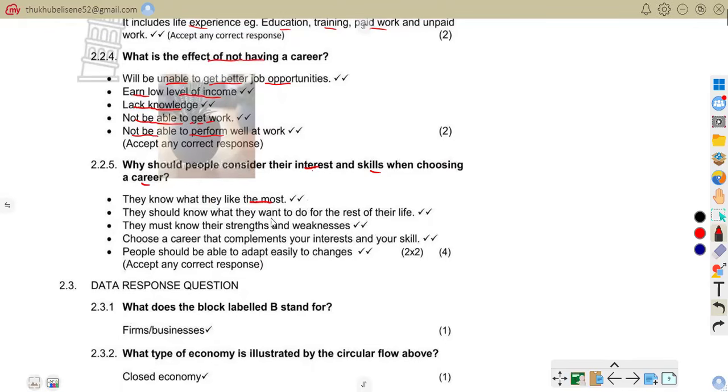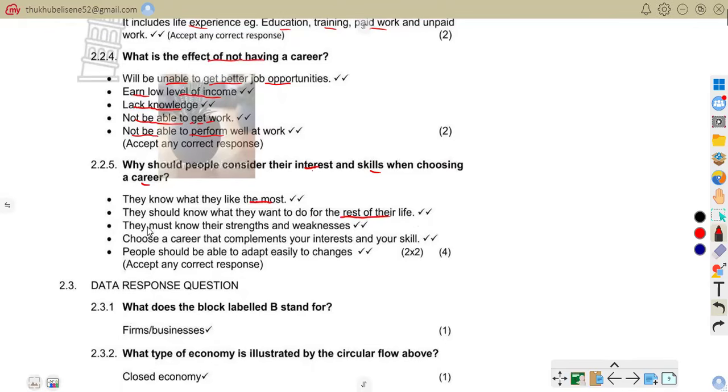Also, they should know what they want to do for the rest of their life. It helps people set long-term career goals. For example, wanting to become an engineer and studying science subjects.